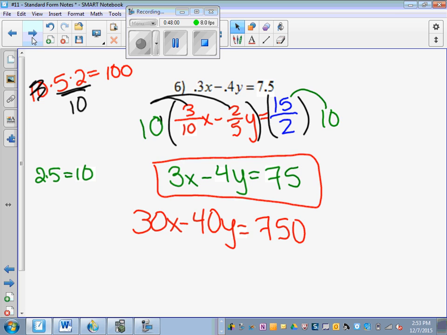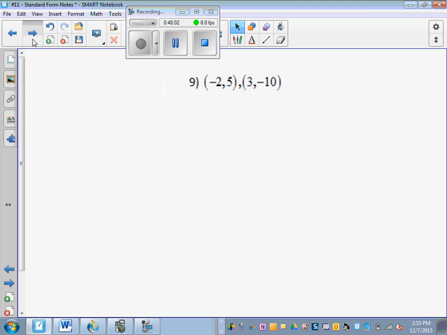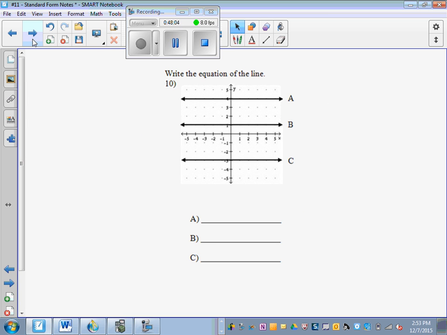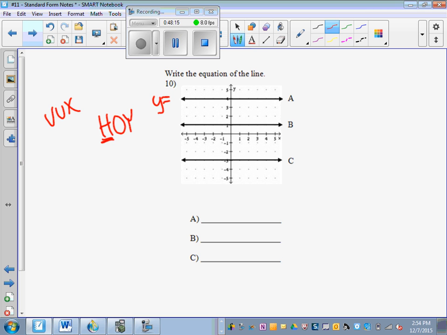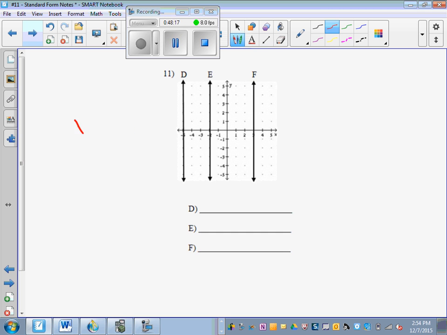Okay, let me go and give you your homework. Just remember, vertical lines are x equals and horizontal lines are what? Like these ones, these are y equals because they're horizontal. Vertical lines are x equals. Okay, that's a key thing to remember.